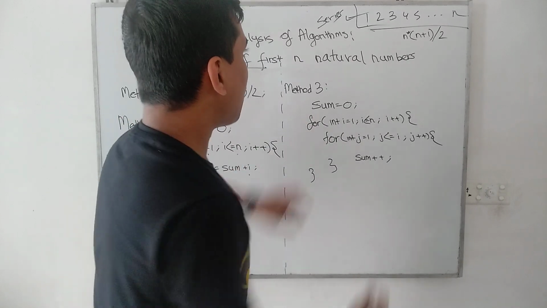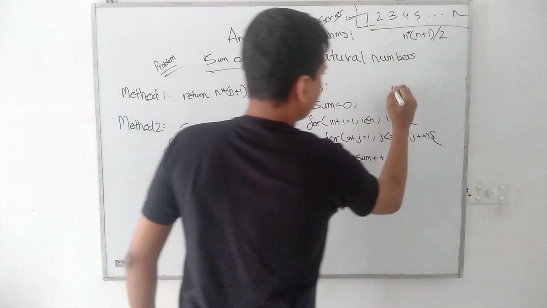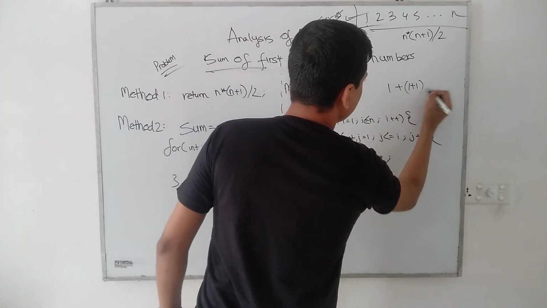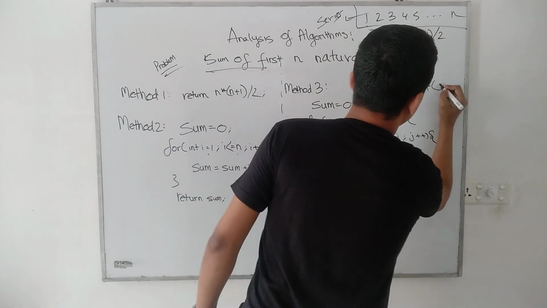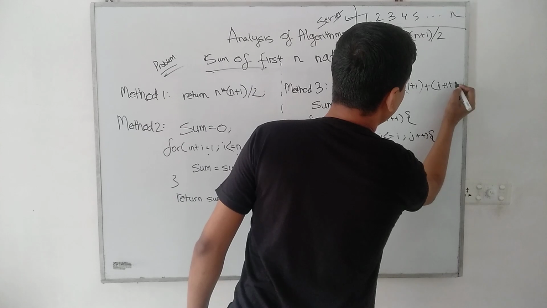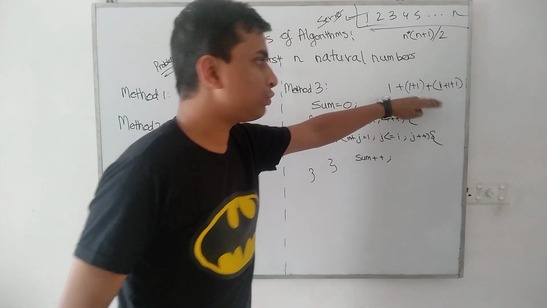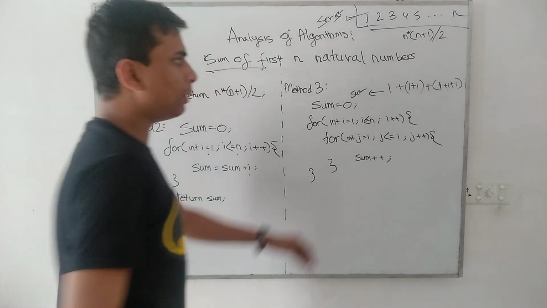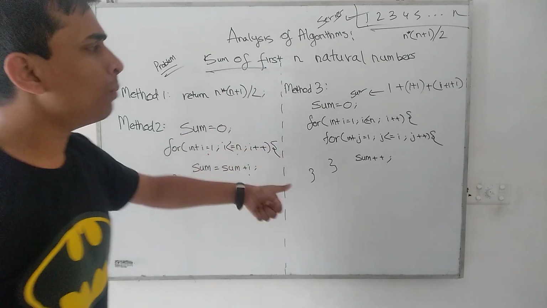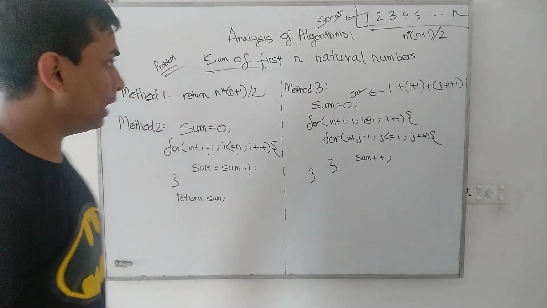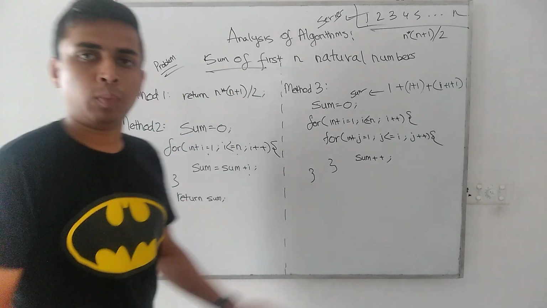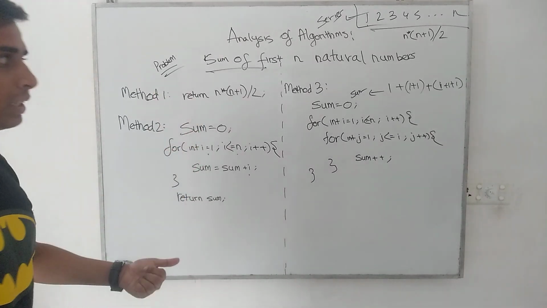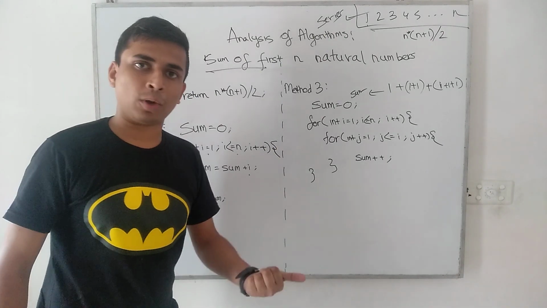So for example, for i is equal to 1, it would be 1, and for i is equal to 2, it would be 1 plus 1. For i is equal to 3, it would be 1 plus 1 plus 1. So this is how the operation should be performed, and in the end, we would be adding all of these to a sum variable. So in this method also, we would be getting the sum of the numbers ranging from 1 to n, that is the sum of the first n natural numbers. So these three methods are the ways you can solve this particular problem.